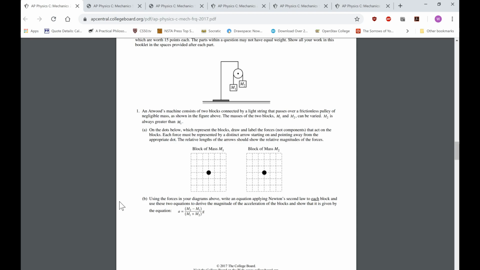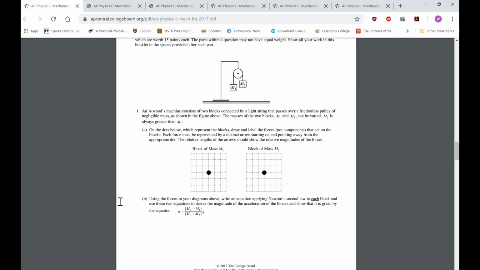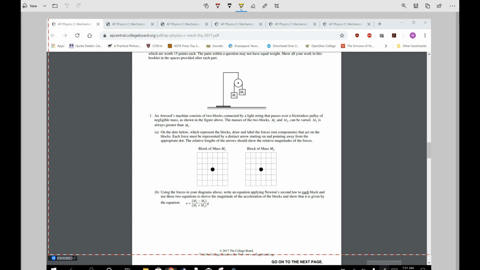We're told we have an Atwood's machine that consists of 2 blocks connected by a light string. Light here means massless, so when you read this term light, what they are saying is massless, over a frictionless pulley of negligible mass, right? So this is not a rotation problem. The masses of the 2 blocks, M1 and M2, can be varied, but M2 is always greater than M1. All right, so there are lots of key statements that they're saying here, and again, it's always important to take the time to track these things.